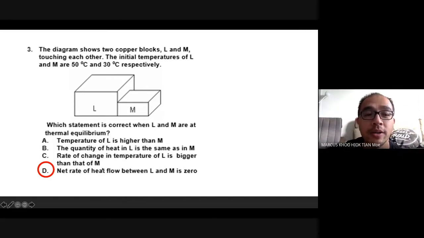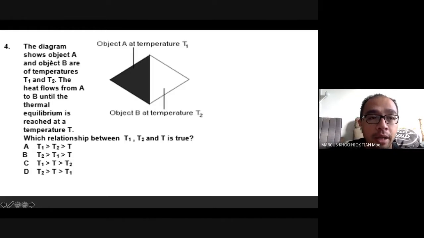But this one, net rate of heat flow between L and M is 0, which is thermal equilibrium now. All right, very good. Now, diagram shows an object A and B, temperatures T1 and T2. The heat flows from A to B. If the heat flow is from A to B, you must immediately think which one is hotter. This is until thermal equilibrium is reached at a temperature T.